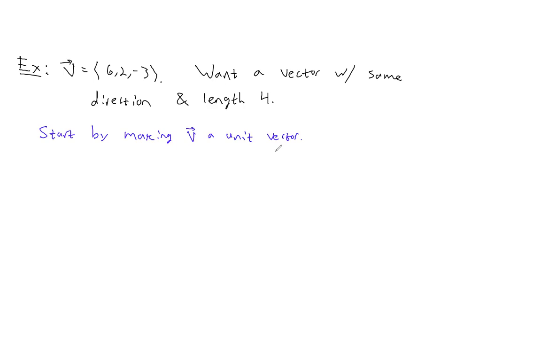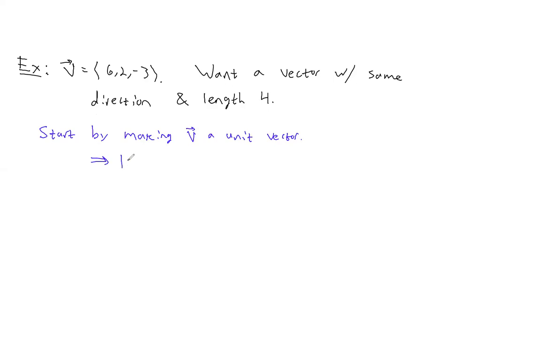That's a great starting place because as soon as v is a unit vector, you can do pretty much whatever you want with it. You want to scale it, you want to flip it, do whatever you want. It's very easy to get a vector of a desired length if you're starting with a unit vector. Just multiply it by whatever length you want. So let's start by making it a unit vector.